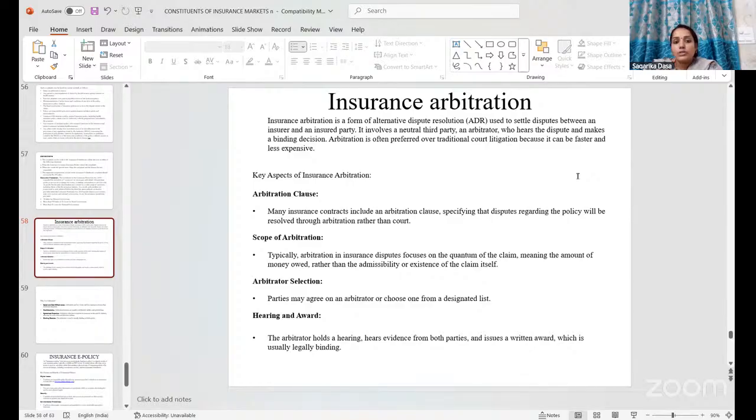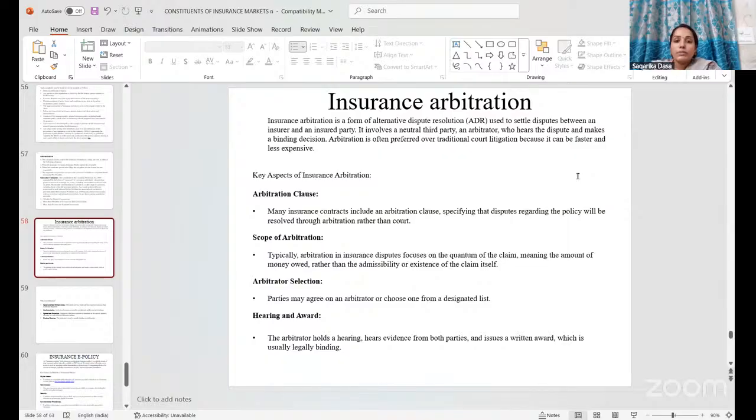insurance arbitration is also another method of resolving the disputes that arise between the insurance company and the insurance policy holder. It involves a neutral third party, an arbitrator, who hears the dispute and makes a binding decision. The arbitrator is a person who is not related to the insured policy, that is the policy holder or the insurance company. A third party will get involved in the dispute and try to give a binding decision which is acceptable to both parties, the policy holder and the insurance company.